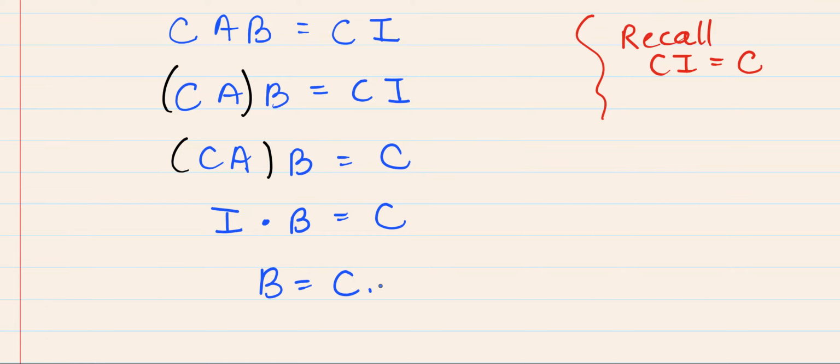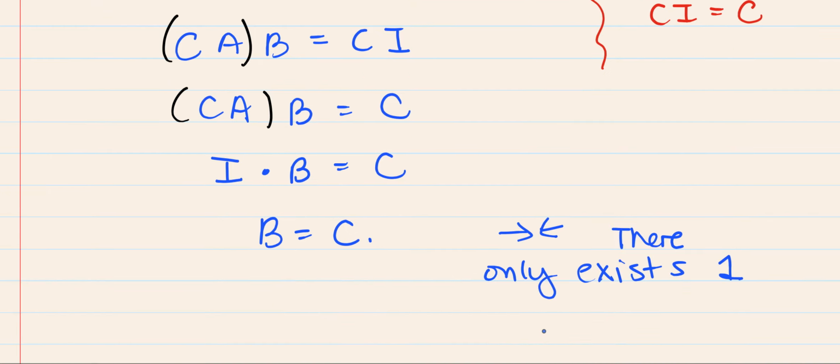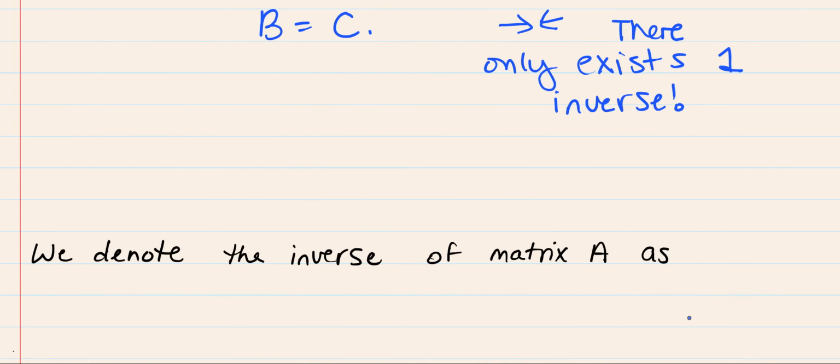So here we've just shown that if we assume there's more than one inverse, if there's two inverses, then this forces those two inverses to be equal. So now we have a contradiction. There only exists one inverse. Okay. So from now on, if I ask you to find an inverse of a matrix, you're only going to find one inverse because of this theorem here.